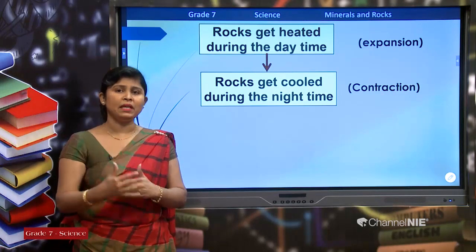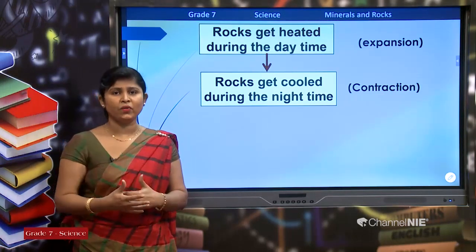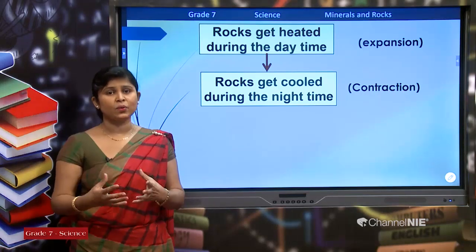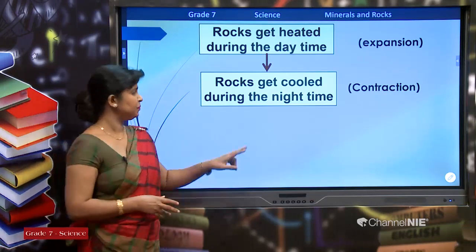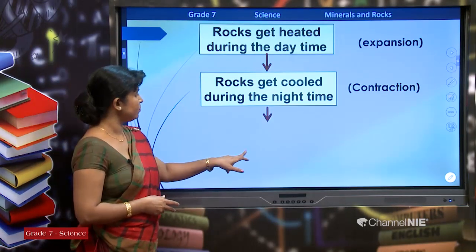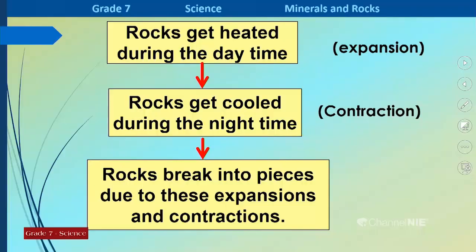This is not happening evenly, this is not happening equally. Then this results in the breaking of the rocks into pieces, right. Rocks break into pieces due to these expansions and contractions. I think you can easily understand how heat is affecting the weathering of rocks. The expansions and contractions that are continuously taking place in the rocks result in the weathering of rocks, right.